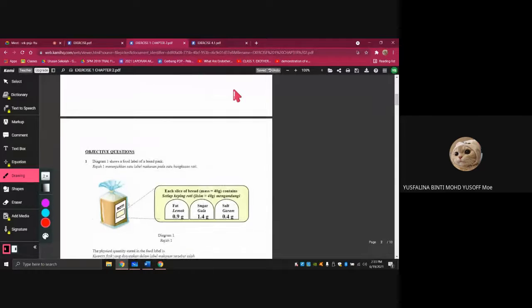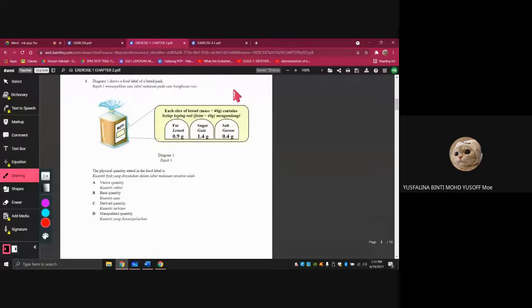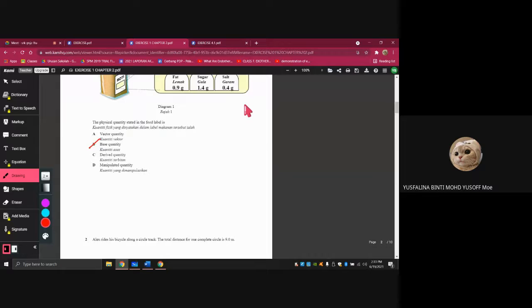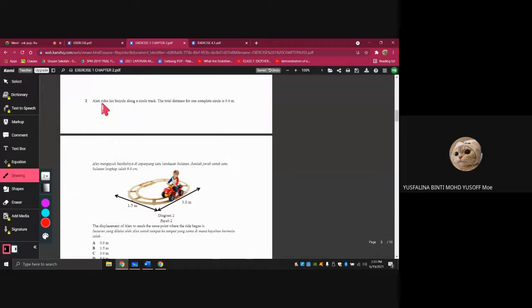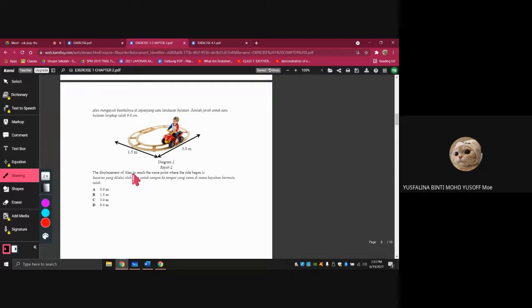For this objective question, most of you actually got it correct. This one is based on mass. Alex rides his bicycle along a circle track. The total distance for one complete circle is 9 meter. Then it asks for the displacement of Ali to reach the same point.